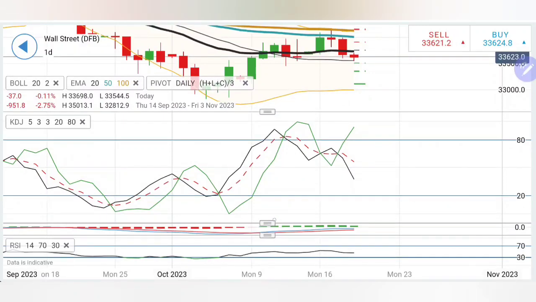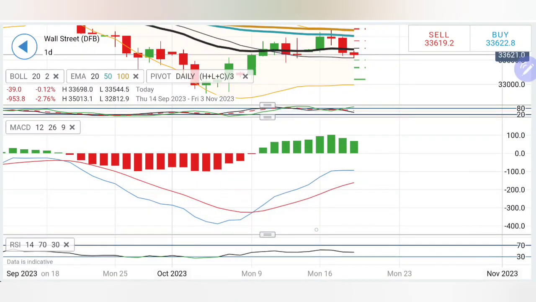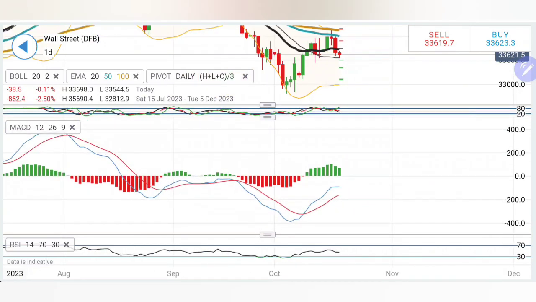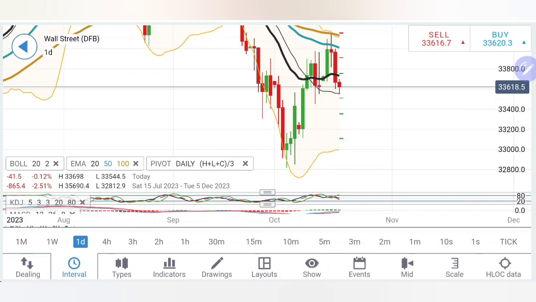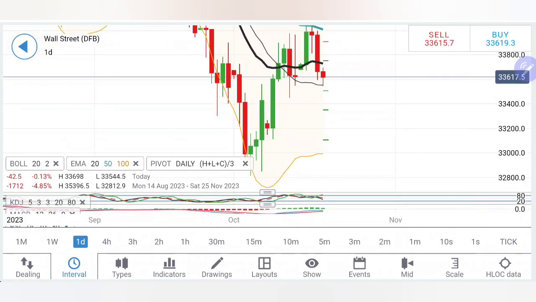Second observation is stochastic is looking downwards. MACD is still in green, but it is trying to converge a bit. A crossover here may bring bearishness. RSI is flat. So looking at this, I will recommend to only buy Dow Jones once you see it is staying above 33,700, beyond which the bulls will completely take over. At the same time, on the downside, below 33,540, 550 is where the bears will be active, and only below 33,500 is where the maximum bearishness is.